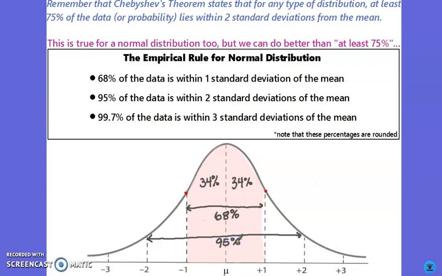And here's another one. Within 3, we're getting to practically no chance of being outside this range. It's a 99.7% chance that you're going to fall in that range. It's very unlikely that you would find any probabilities outside of that range. Also, these are rounded, so if you see slightly different answers somewhere, it might be because of the rounding.